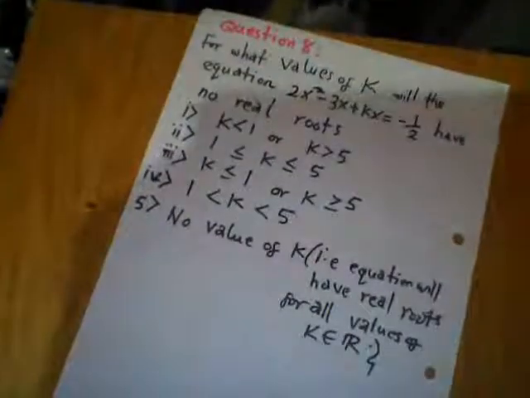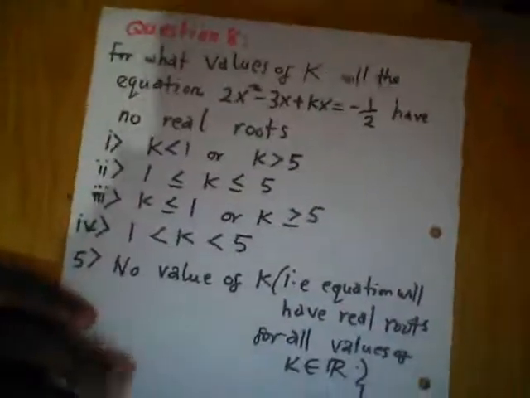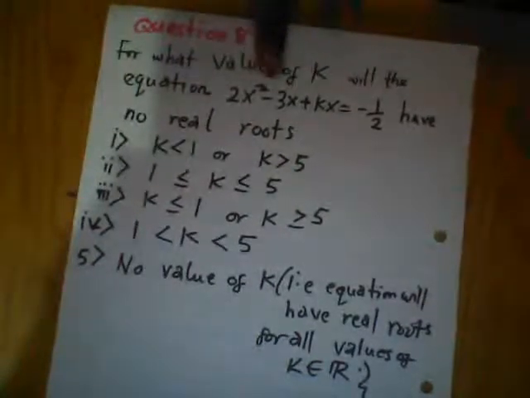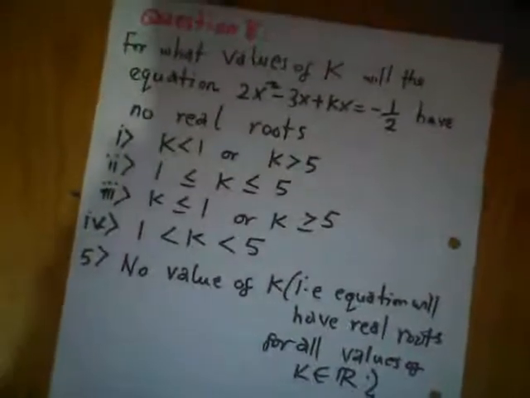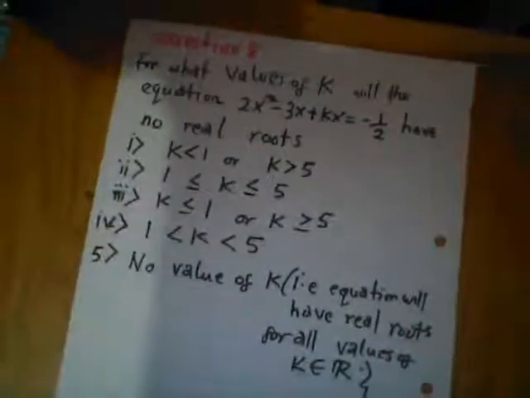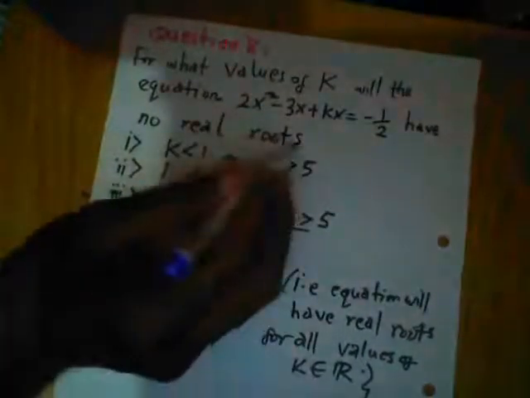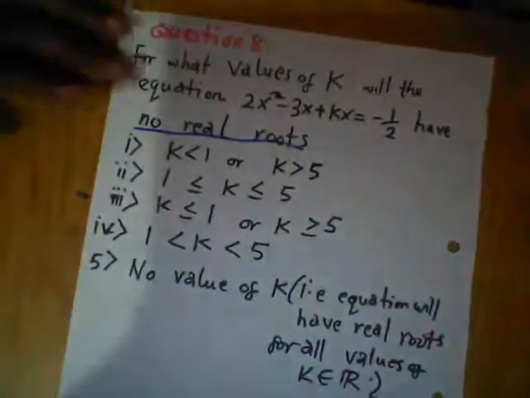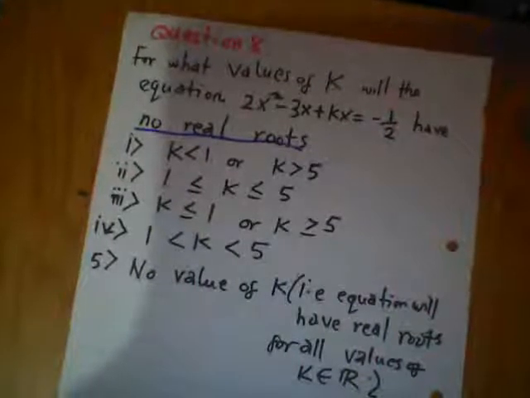So the next question, the student is saying to me, let's go straight to the question without wasting time. So the question says, this is question 8. We have to go to question 26. Question 8 says, for what value of k will the equation 2x squared minus 3x plus kx equal to negative half have no real root? So there's no real root. In other words, it's an imaginary root.